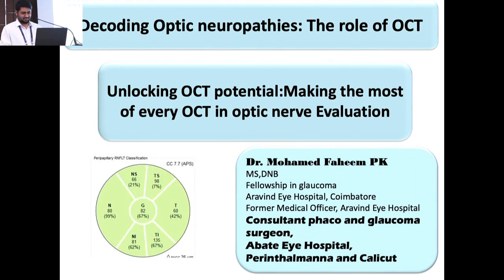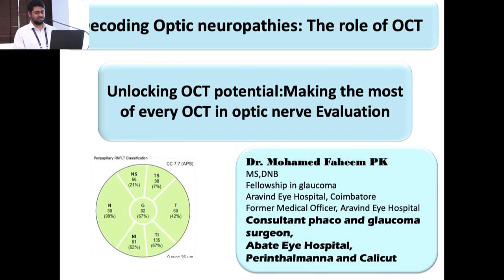Good afternoon, everyone. So we can start our IC, and the first topic is unlocking OCT potential, making the most of every OCT in optic nerve evaluation. Now we have a lot of OCT machines, so we'll try to decode each and every optic nerve disorder.